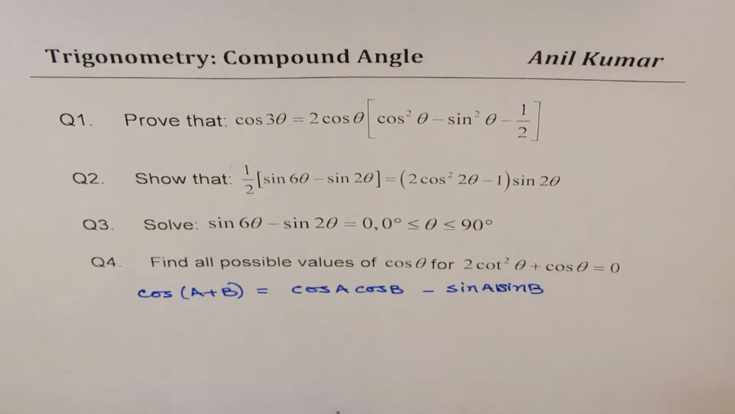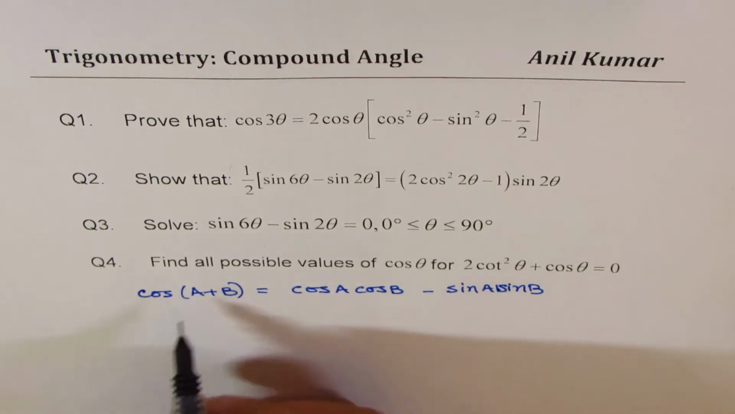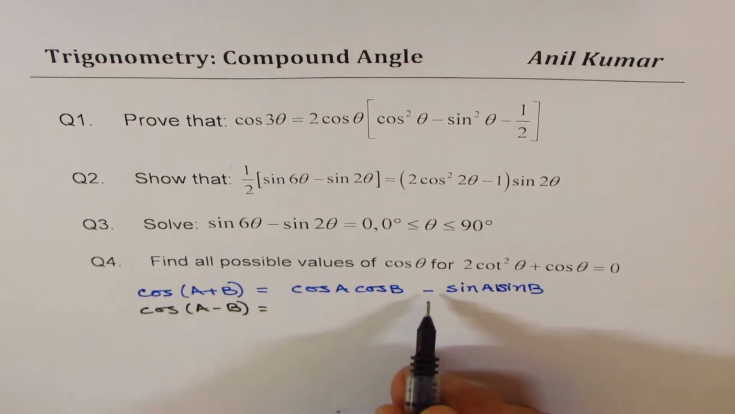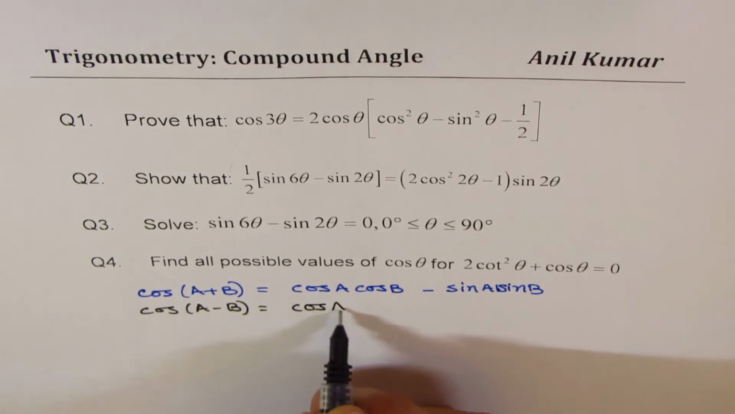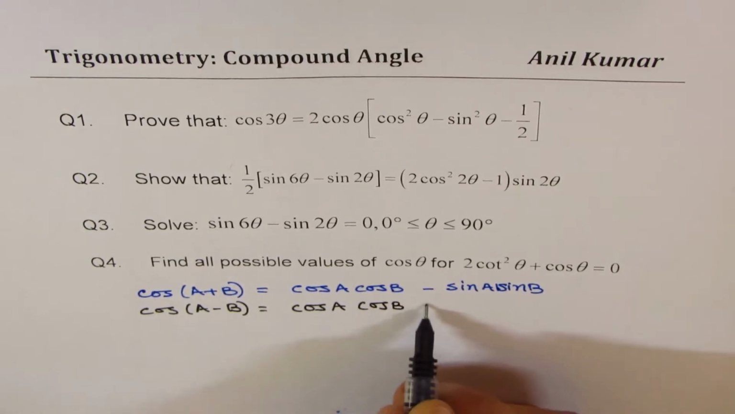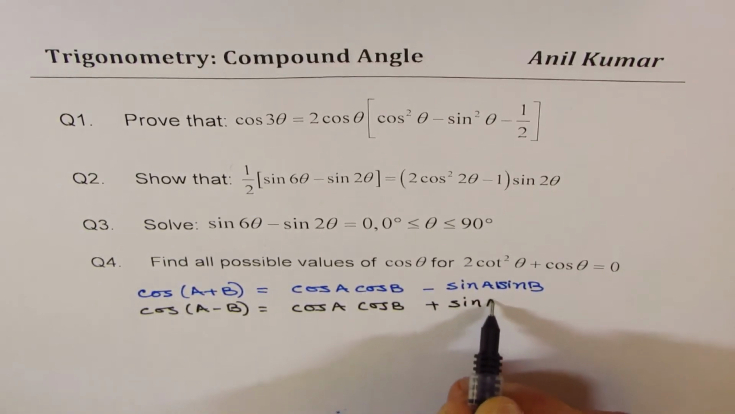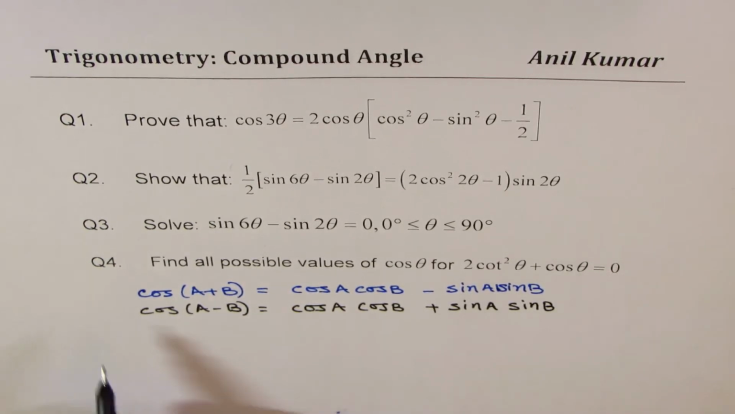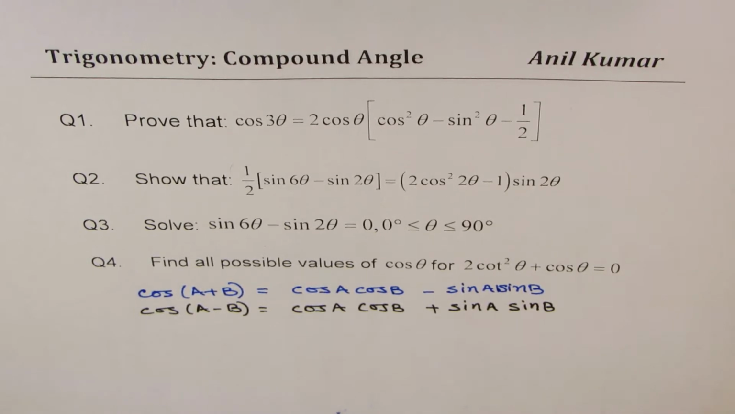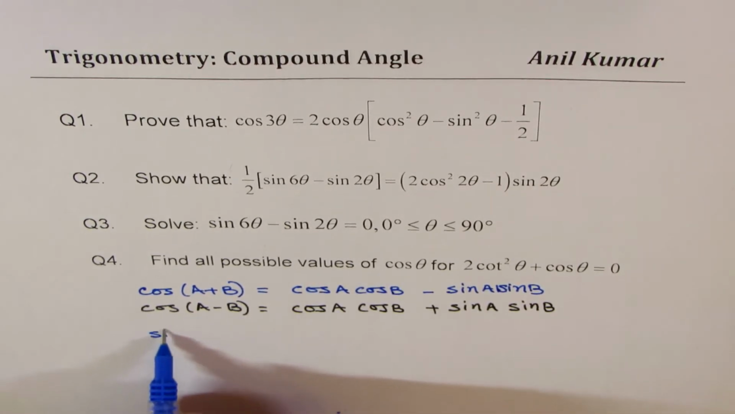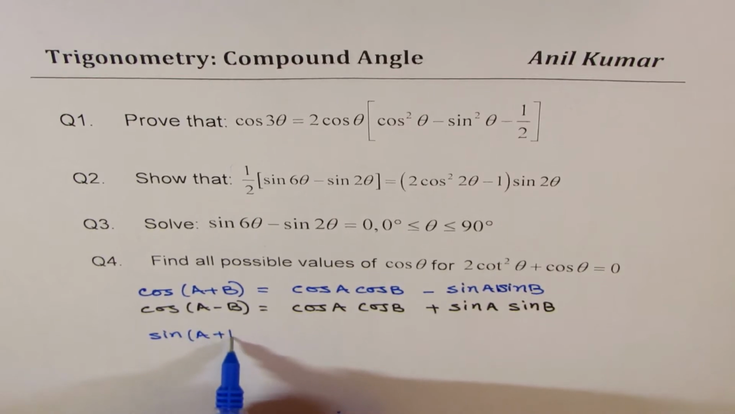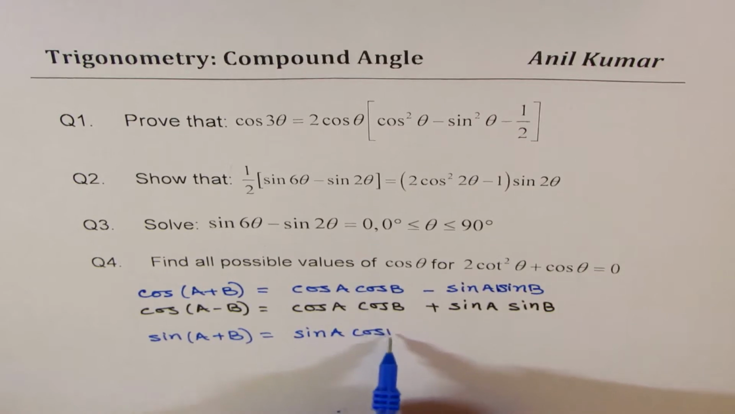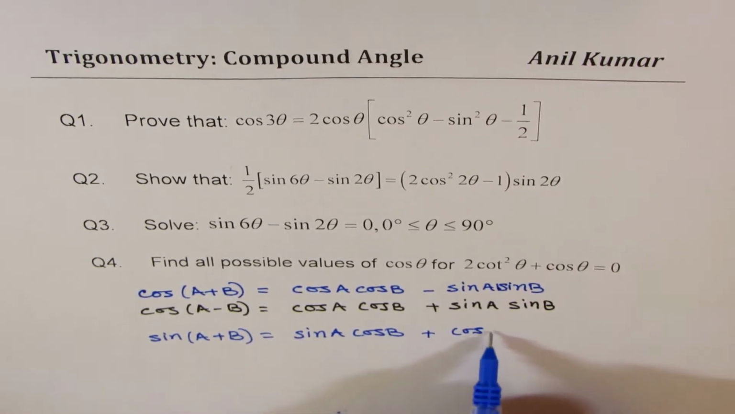So if I make this cos(A minus B) also, then the only thing which changes is that sign. So we get cos A cos B plus sin A sin B, right? Now this is one set of formulas. Then we also use the sine formula, which is sin(A plus B), which is sin A cos B plus cos A sin B.